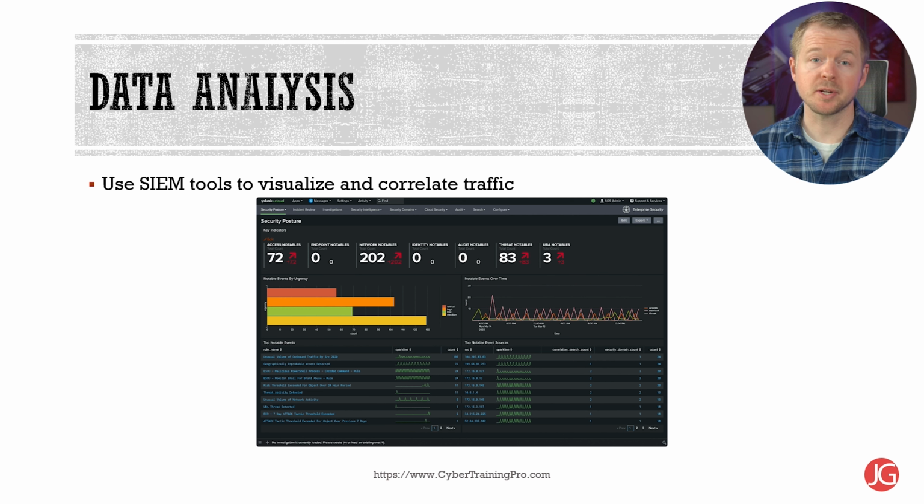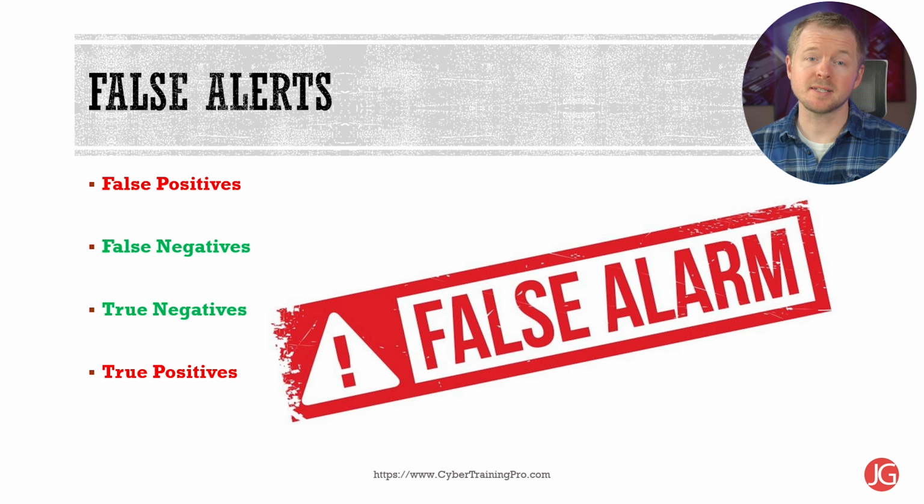Just like the rest of our security systems, IDSs and IPSs maintain logs of events that they see. We can also use our SIEM tool like Splunk to analyze traffic and identify trends based on what we see. When it comes to IDSs and IPSs, there are four types of responses that can happen. First, we have false positives, which happen when there's no actual attack. Think of this as a false alert.